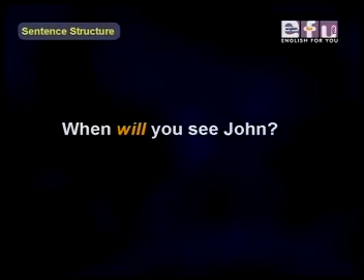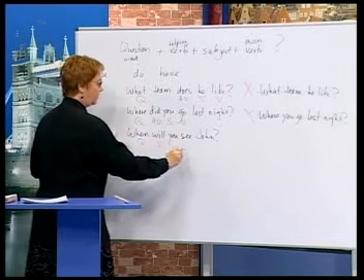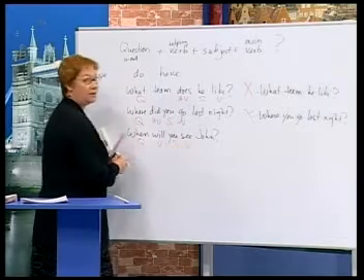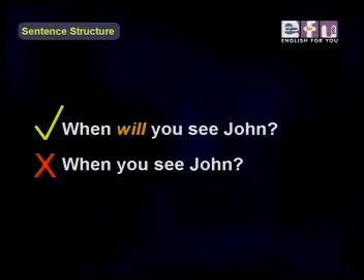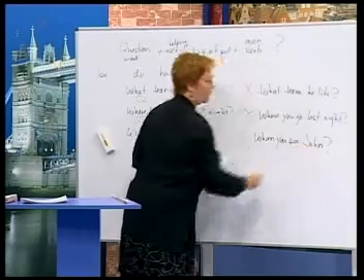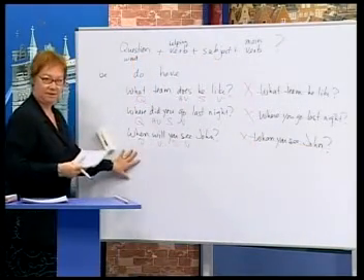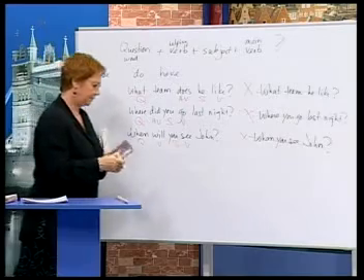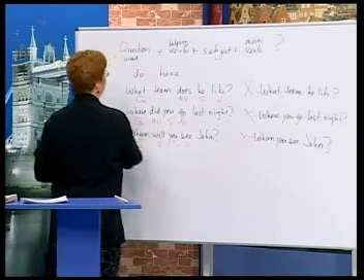And here's another example. When will you see John? You've got the question word, you've got will, this is actually part of the verb, the subject, and the verb. You cannot say, when you see John. This you cannot do. This is how you're supposed to do it. All right. Now, let's look at the present continuous.